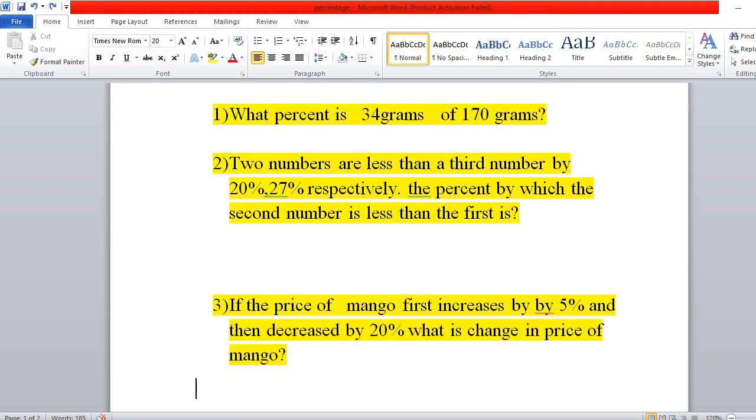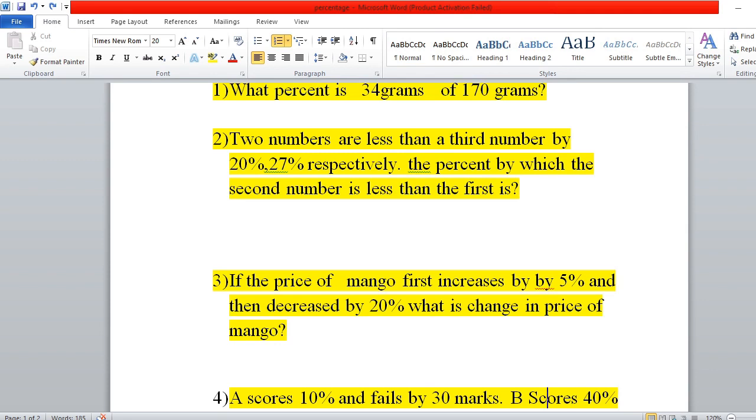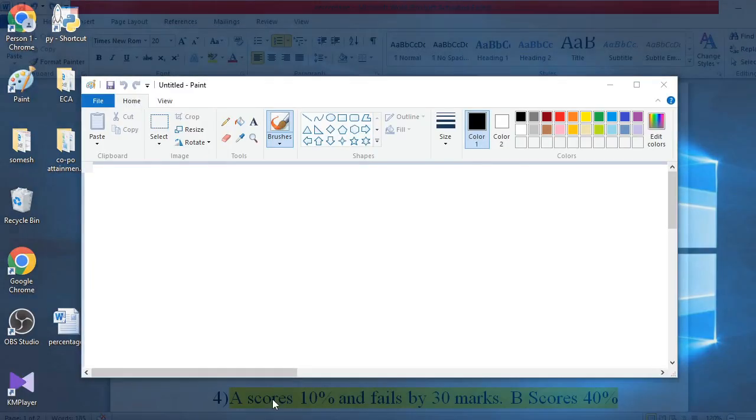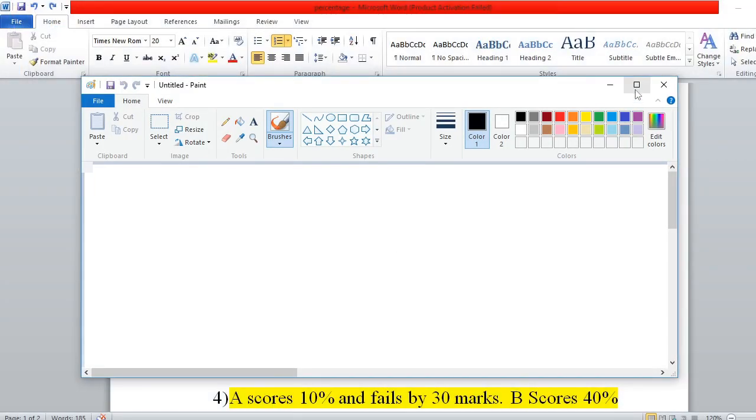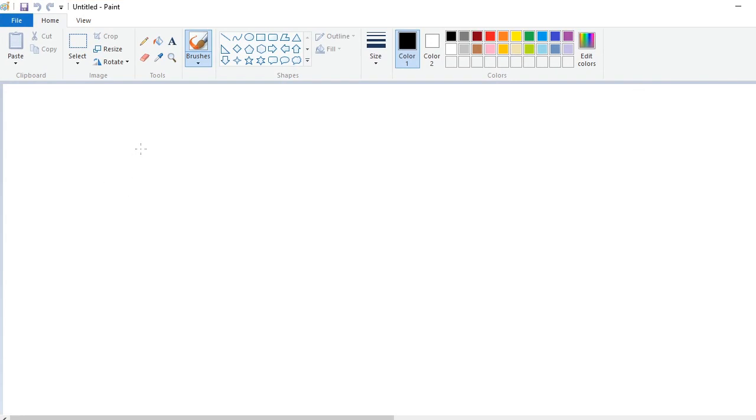If the price of mango first increases by 5% and then decreases by 20%, what is the change in price of mango? This is also a very important question. So assume the mango price is 100 rupees. First it increases by 5%, so obviously the mango price becomes 105 rupees.